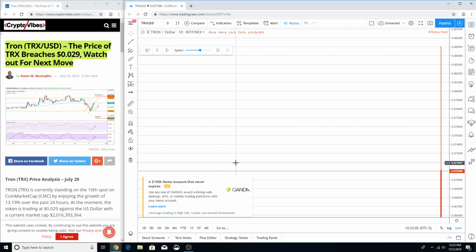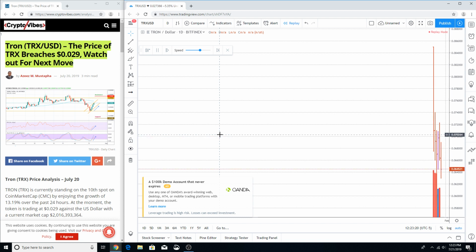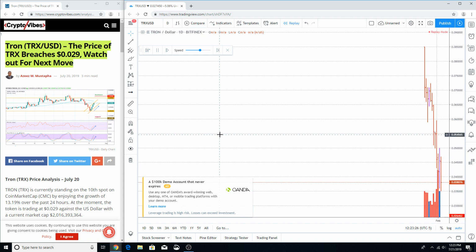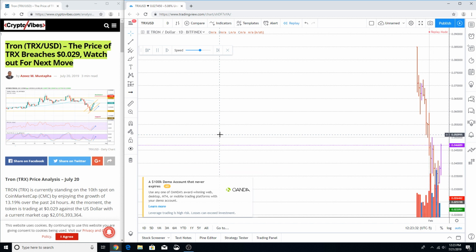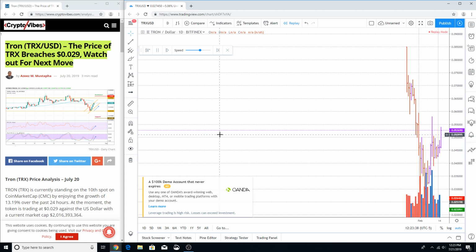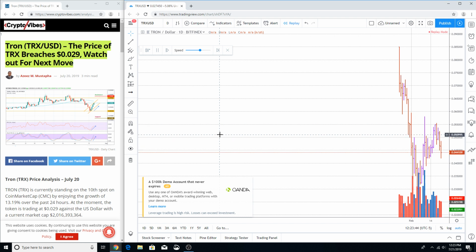So now, this article here on the left side of my screen talks about watching out for the next move in Tron. Obviously that title is meant to click. It's meant to grab curiosity as to market action going on in Tron. So we wanted to look at this article and see whether it's going to give us any indication as to what direction they're expecting Tron to go.